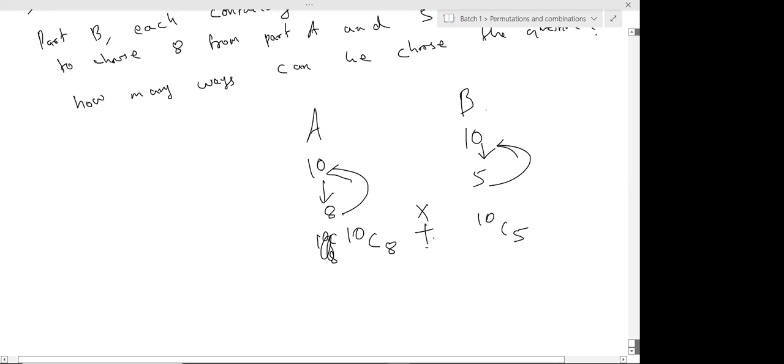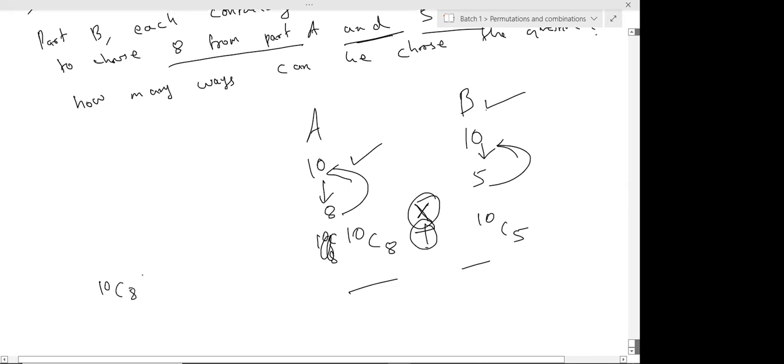Add them. Why add? So he can choose whichever questions he wants. Okay, read the question again. You have to choose 8 from part A and 5 from part B. Then multiply, right? You have to choose 8 from this and 5 from B, then the whole question is complete. You cannot choose this or this. So you need to multiply. So 10C8 into 10C5 will be the answer.